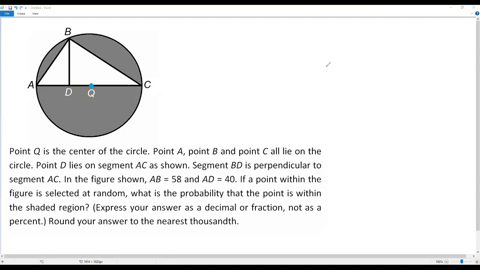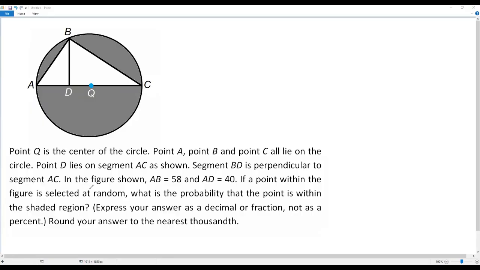Here we have a SAT math problem. Okay, let's cover the question. Point Q is the center of the circle. Point A, point B, and point C all lie on the circle. Point D lies on segment AC as shown. Segment BD is perpendicular to segment AC. In the figure shown, AB equals 58 and AD equals 40.